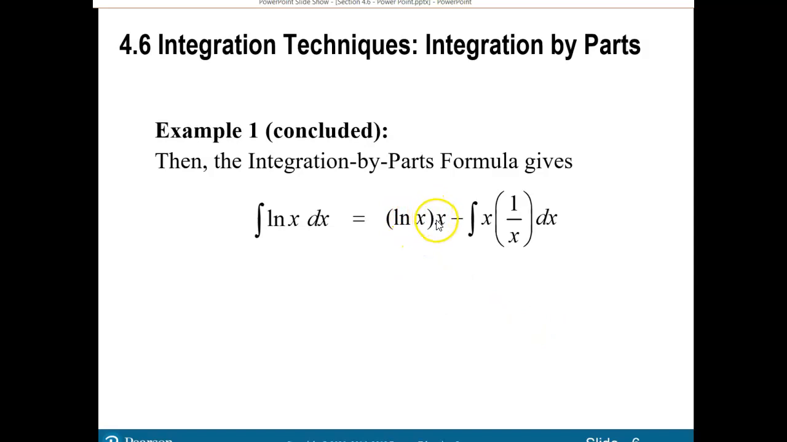So this is just natural log of x times x minus, and then this is the integral we have to evaluate. Before we evaluate, we're going to clean it up. So we're going to cancel our x's, simplifying that to just 1 dx. So the antiderivative of this thing is just x, right? The antiderivative of 1 is x plus the c. So we get x natural log of x minus x plus c.